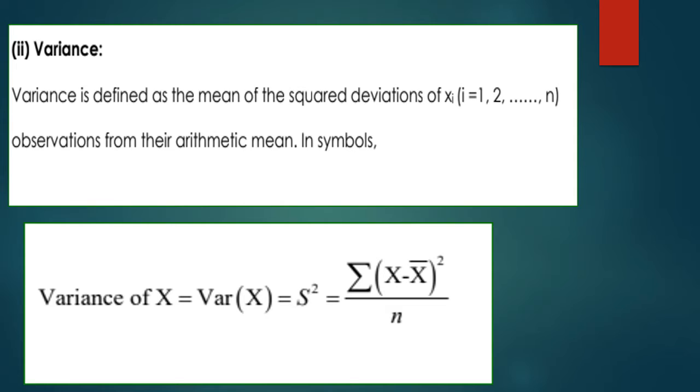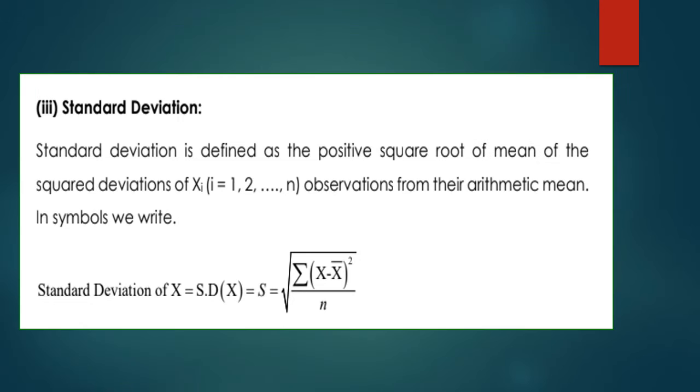Variance is defined as the mean of the squared deviations of x from 1 to n observations from their arithmetic mean. In symbols, variance of x. In a shortcut way, s square is equal to summation x minus x bar whole square divided by n.